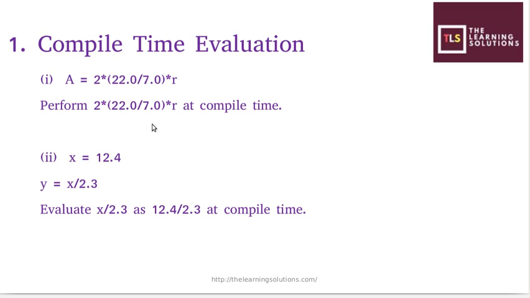In this way computation time is saved. In the second example, x = 12.4 and y = x / 2.3. Two statements are there. Instead of going one after the other, the compiler directly evaluates x / 2.3 as 12.4 / 2.3. So the y value is obtained at compile time only. The optimizer does not wait for running the code. It simply computes these values at compile time, when compilation and syntax checking are going on.